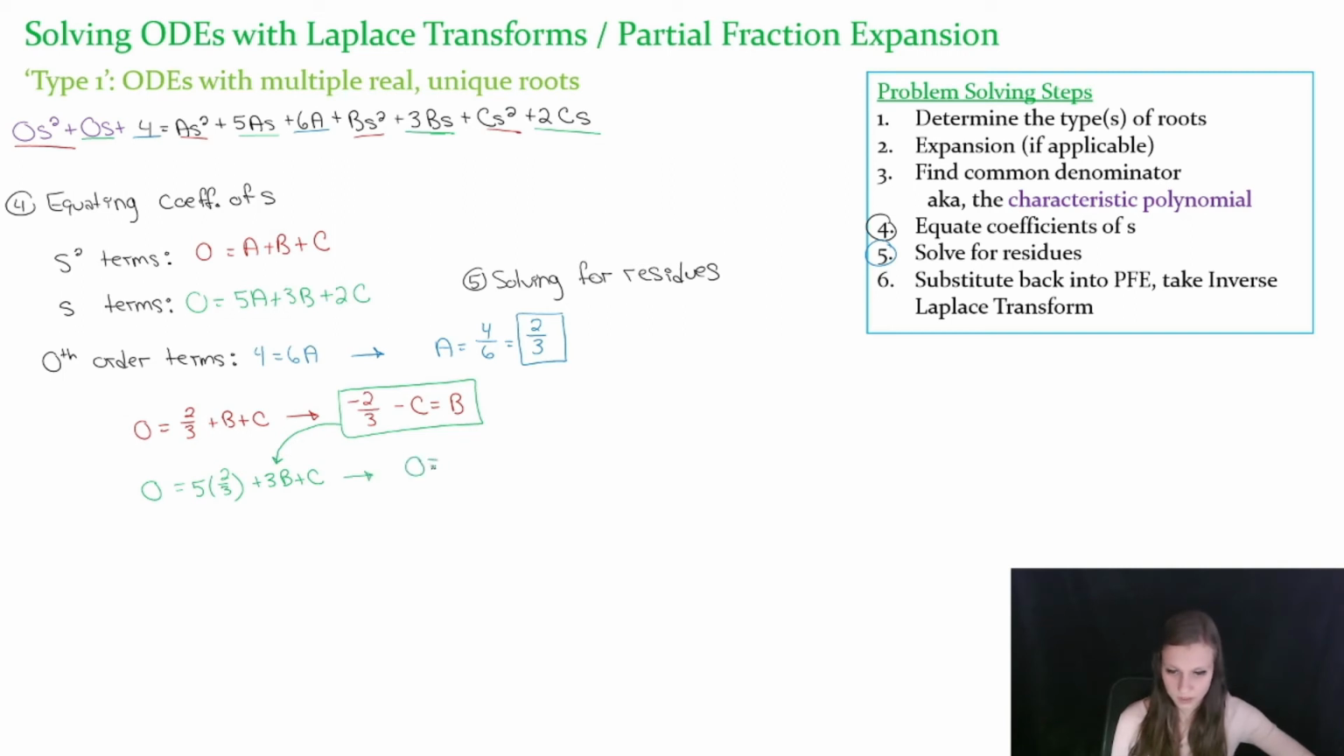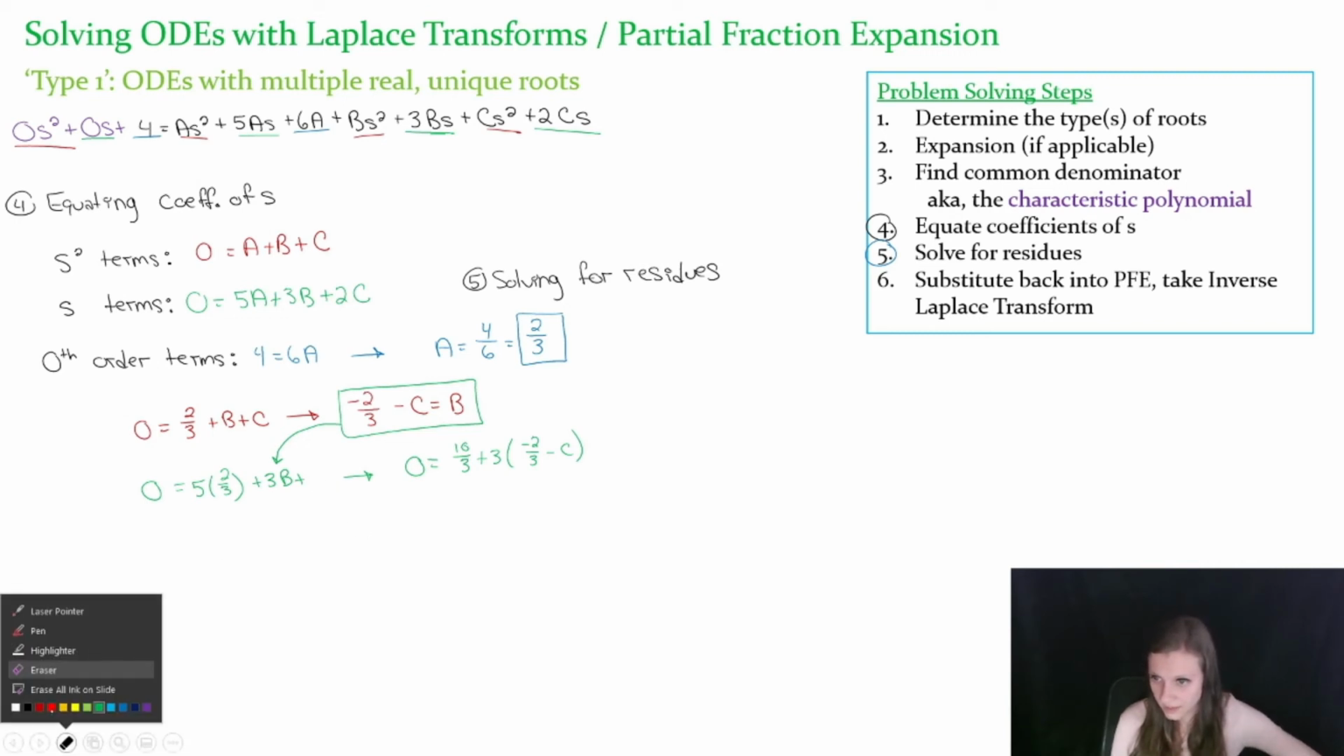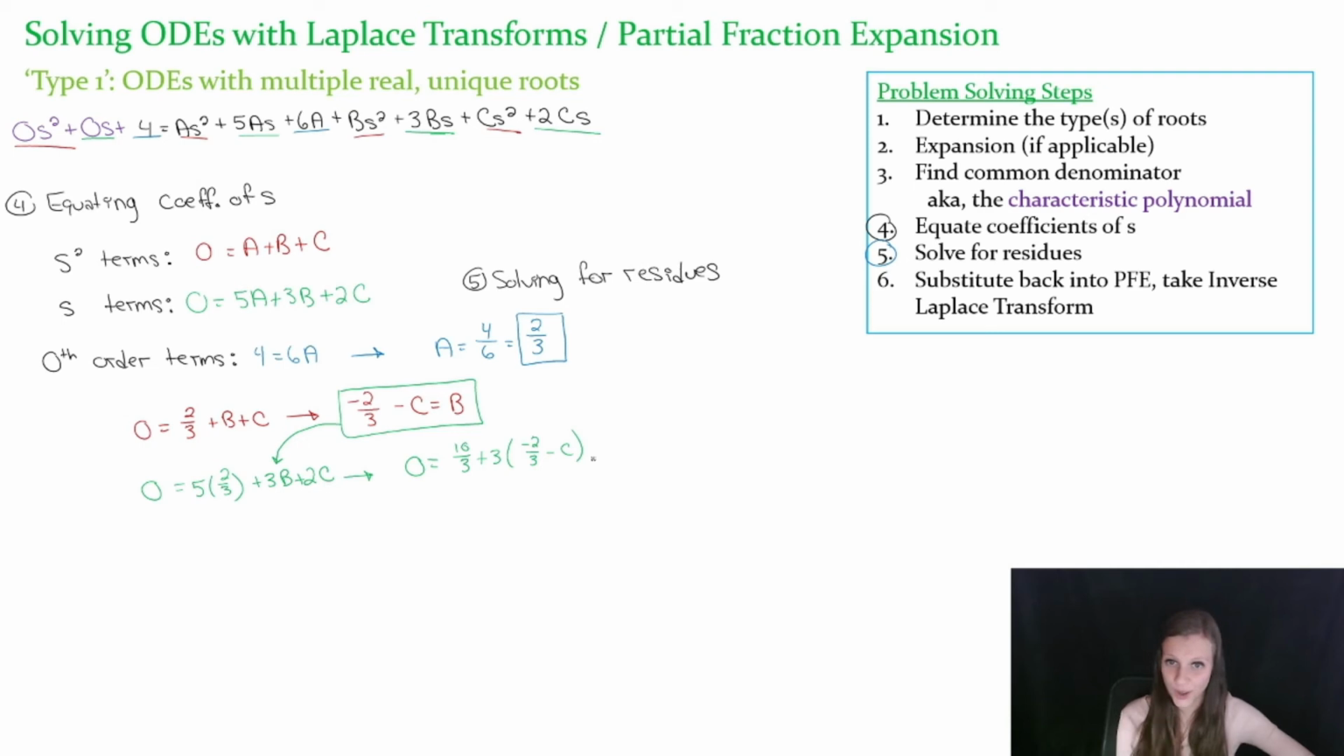And that gives me 0 equals 10/3 plus 3 times negative 2/3 minus c. Did I drop a 2 somewhere? I did. Oopsies. There should be a 2 here. Okay, that looks better.